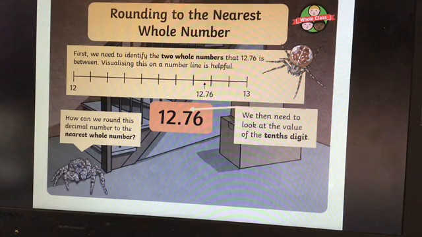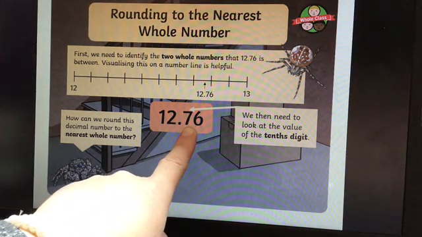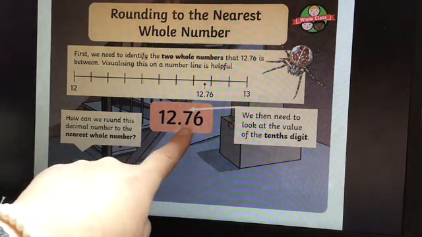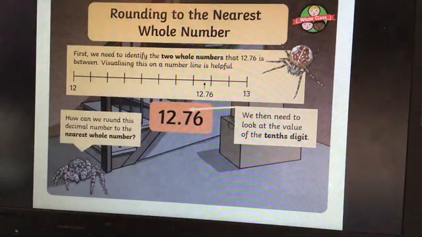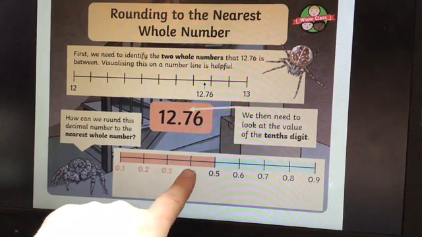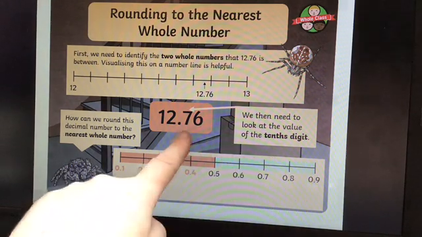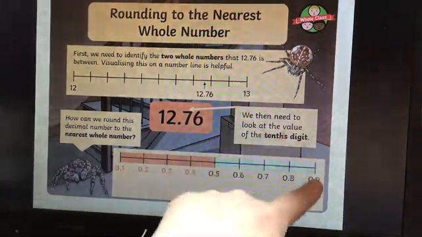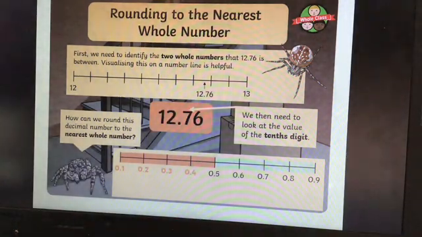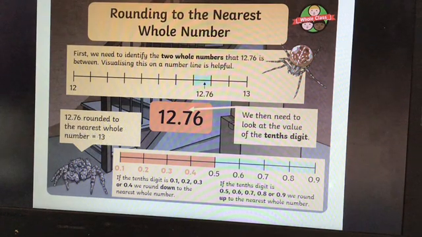But let's think about what this means in maths. Well, if I look at my tenth digit, it's 7. Now, what does that tell us? It tells us that I need to round the number up to the next whole number because 7 is more than 4. 0.1, 0.2, 0.3, 0.4, all round down. 5, 6, 7, 8, 9 would round up. And this is 0.7. So I'm going to round the whole number up to the next whole number. 12.76 rounded to the nearest whole number is 13.